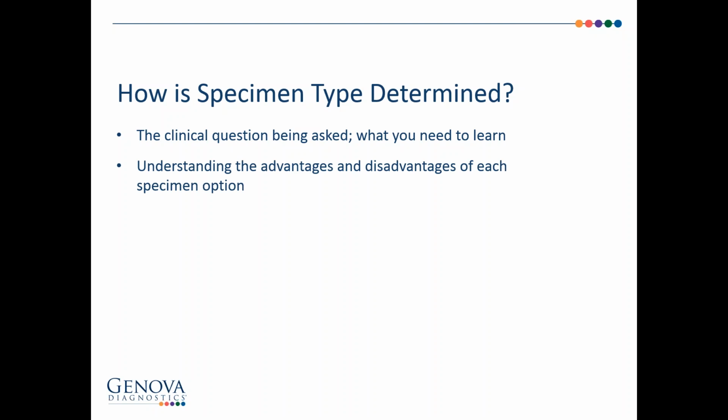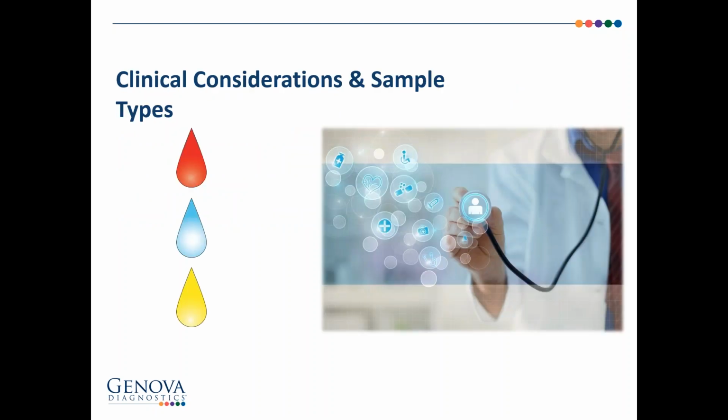And then you have to understand, what are the advantages and disadvantages to each of those specimen types? And lastly, are there therapeutic modalities being used? Do you have someone on topical hormones? Do you have someone on oral hormone therapy? These are all the things that go into which specimen type you want to use. And here they are.